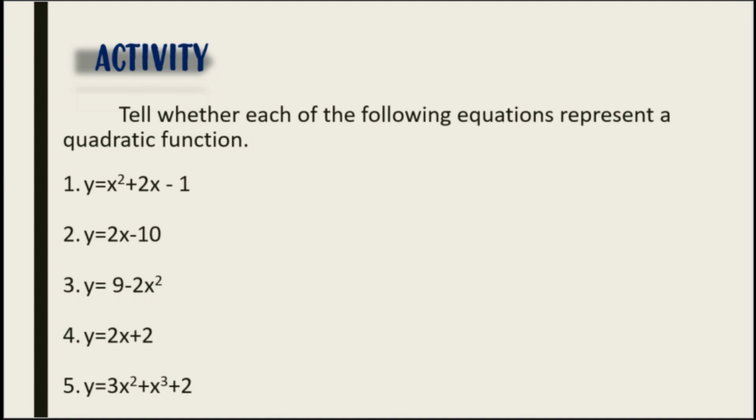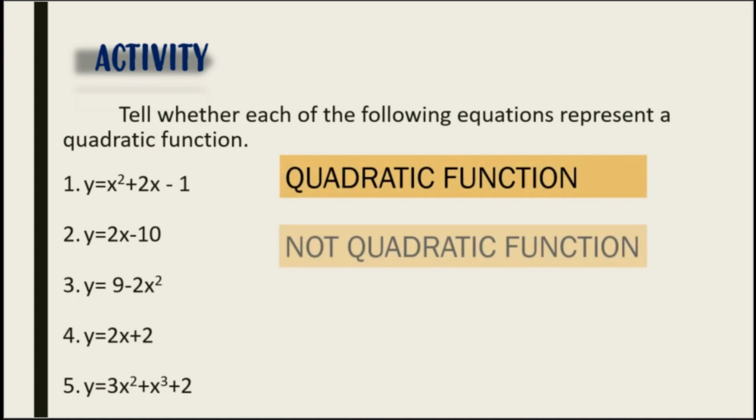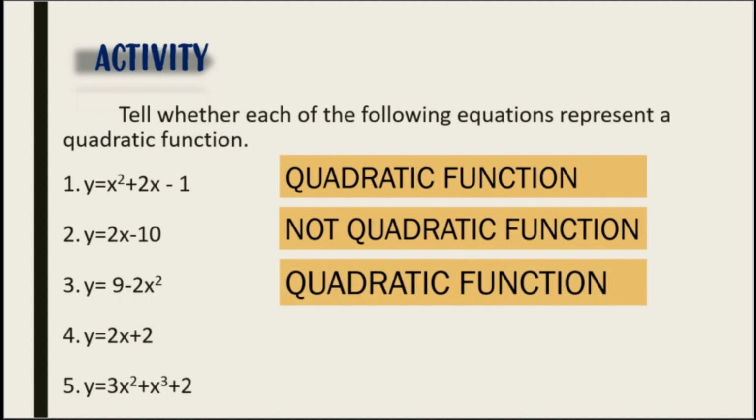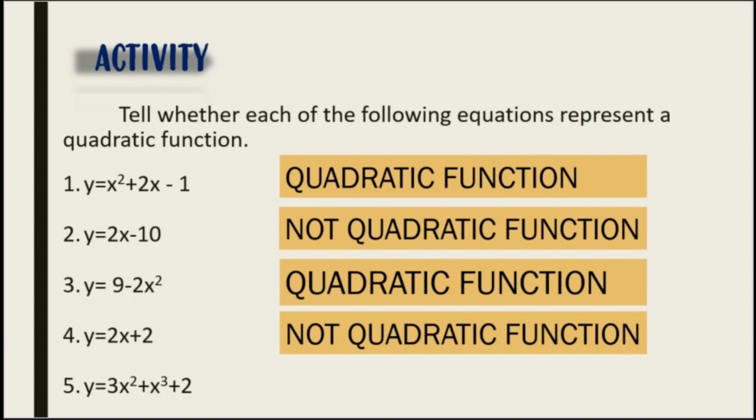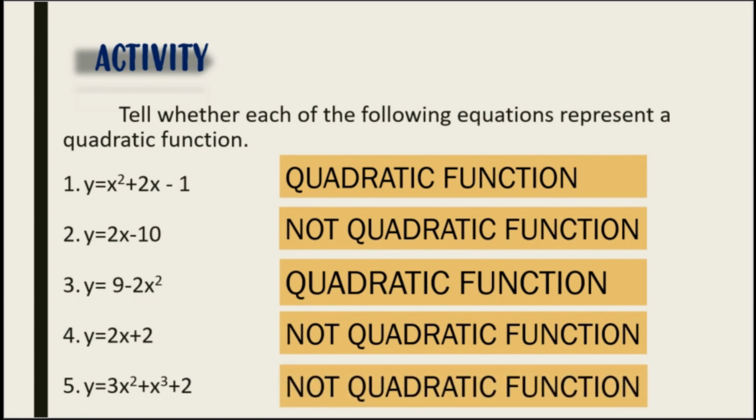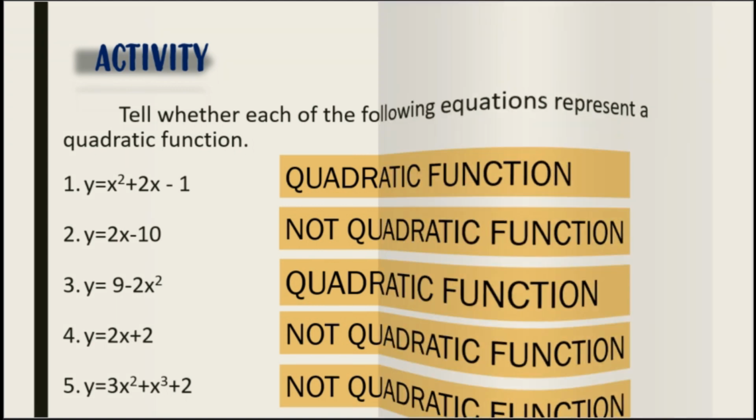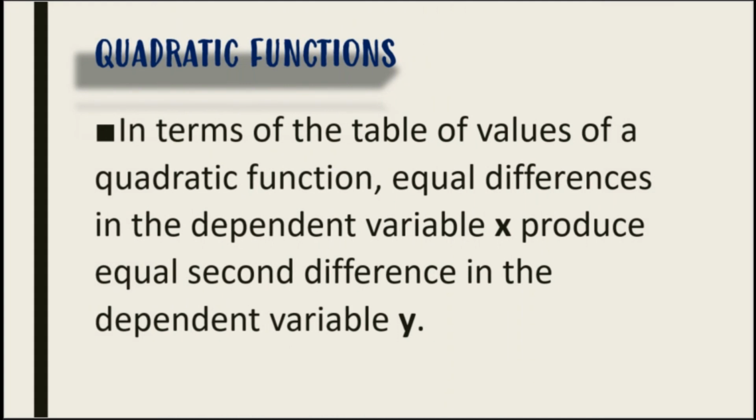Let's check your work. Number 1 is a quadratic function. Number 2 is not a quadratic function. Number 3 is a quadratic function. Number 4 is not a quadratic function. Number 5 is not a quadratic function. Only equations 1 and 3 are considered quadratic functions. Equations 2 and 4 are linear, and equation 5 is cubic. Great! Quadratic functions.